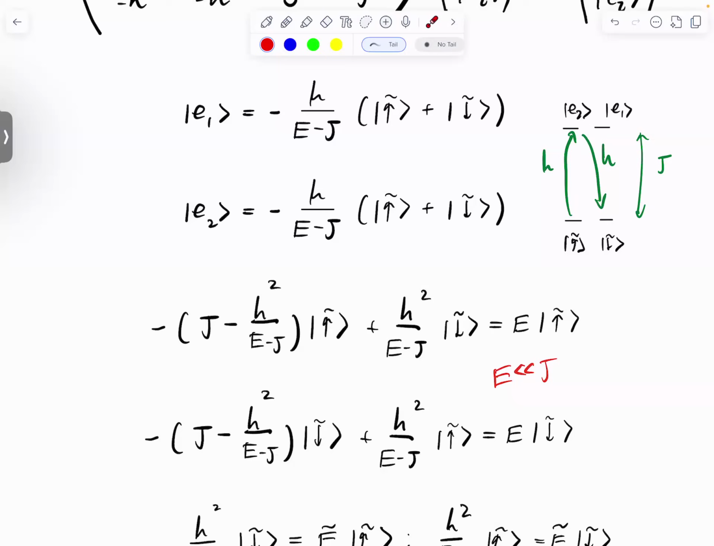Okay? Could we have done it the other way around, assuming that H is much bigger than J, and then the block will be E1 tilde and E2 tilde, up and down? You can and you will. Okay. That will be your exercise. Okay?